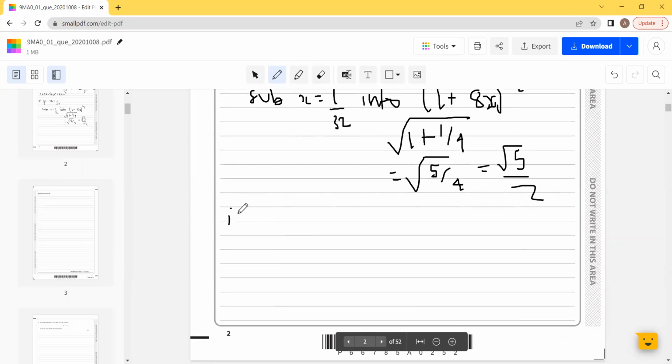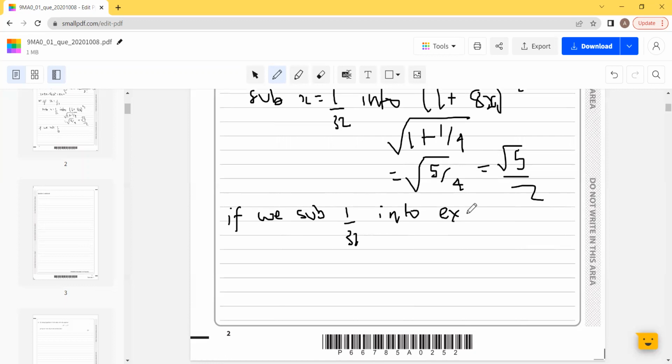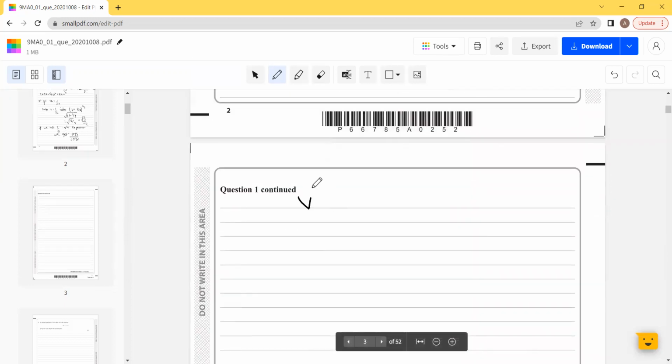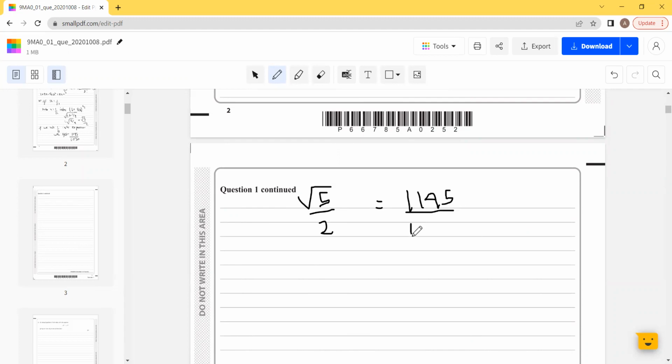Now, if we sub x equals 1 over 32 into our expansion, then we get another value, and we're going to see what that value is. So if we substitute 1 over 32 into the expansion, we get 1145 over 1024. So we're saying that root 5 over 2 is approximately equal to 1145 over 1024.